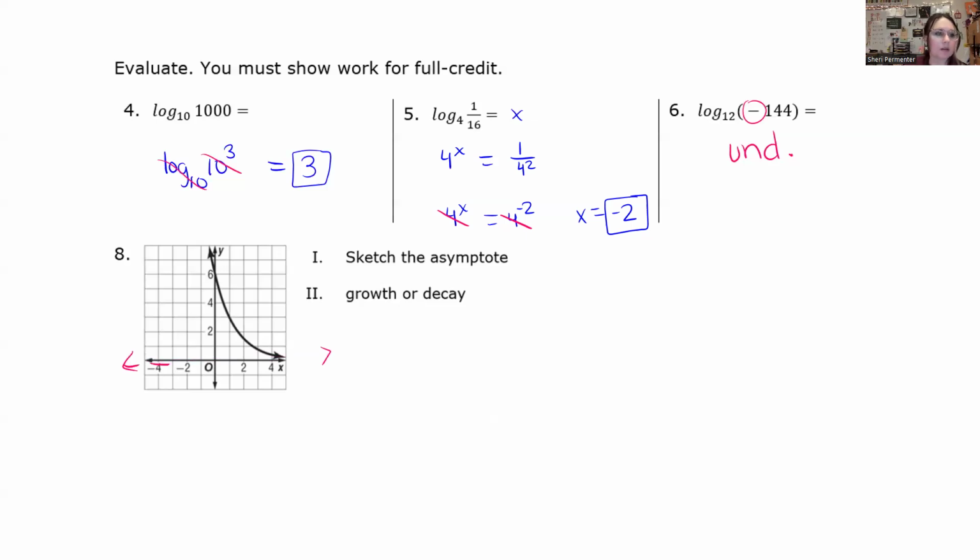Maybe I'll just make it bigger. There we go. If you put a solid line just so that I can see it because you're drawing over the x-axis, I'm okay with that, but technically it is a dashed line. It's not part of your graph. So sketch the asymptote and then identify if it's growth or decay. So what kind of graph is this? Is it growth or decay? Decay, because from left to right, it's going down.